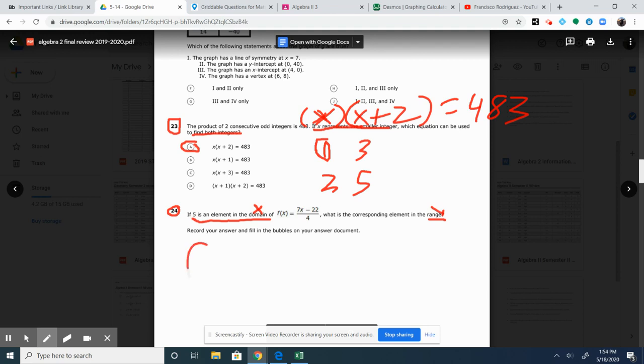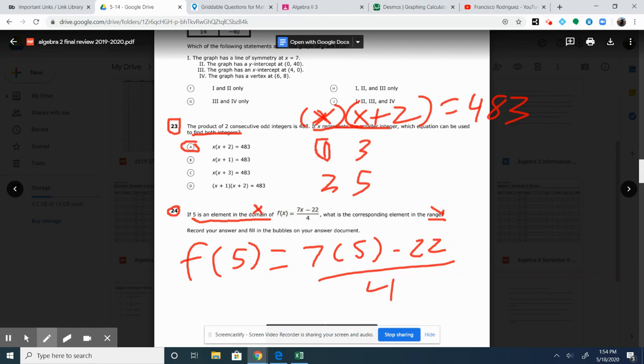So what we're going to do is plug in 5 into the equation and then solve it. With our order of operations, we multiply first. So 7 times 5 is 35, minus 22, over 4. And then on the top, we're going to subtract 35 minus 22, which would give us 13 over 4. 13 divided by 4 would give us our answer of 3.25.